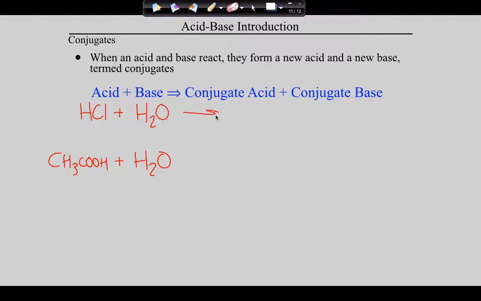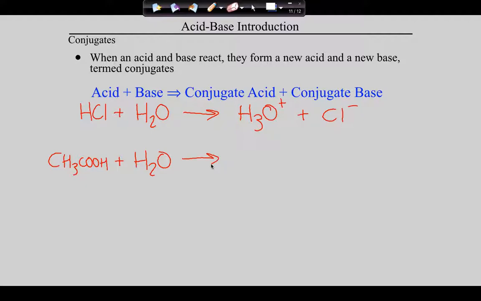So guys, let's talk about our products. What's the HCl going to do as a strong acid? Give away hydrogen. Where does it go? To the water. So what's going to be left over? Well, what are our products? Well, we're going to get H3O plus, and we're going to get chloride minus. Is that okay?